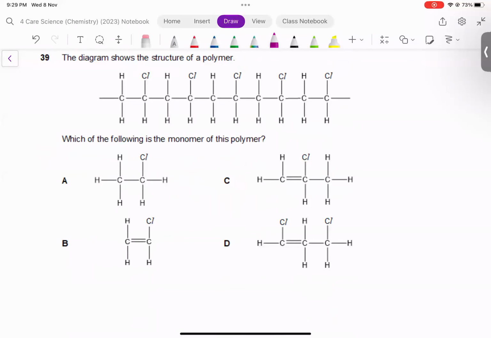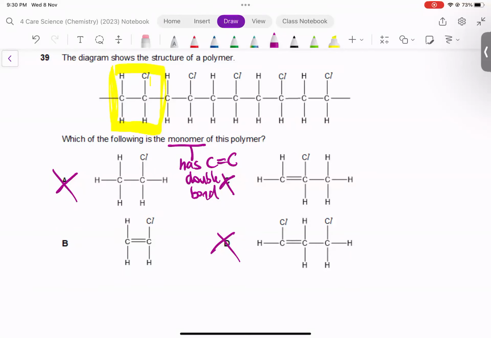Now, let's move on to question 39. Now, question 39, I'll just quickly go through it. So this is the repeat unit. So if this is the repeat unit of the polymer, the monomer has the carbon-carbon double bond. So clearly, A is wrong. The monomer must have the carbon-carbon double bond. Next, C and D are also obviously so wrong because the monomer must have 2 carbons in the central chain in this case. The monomer is just B.